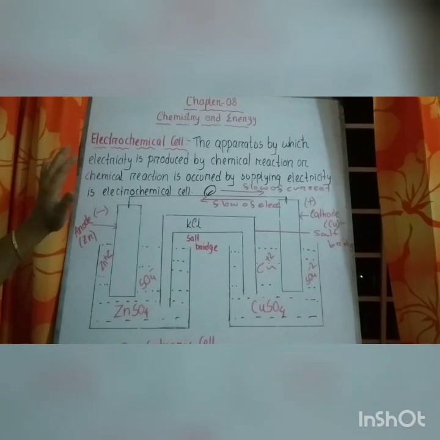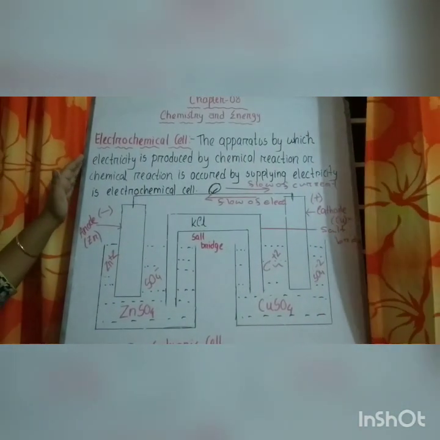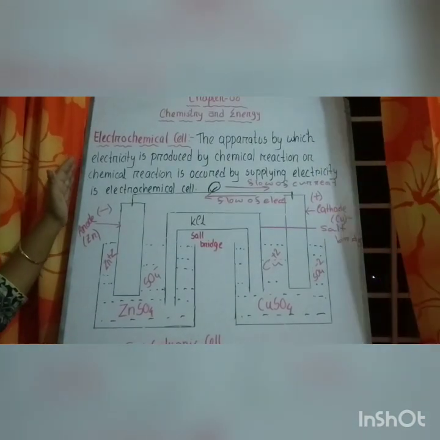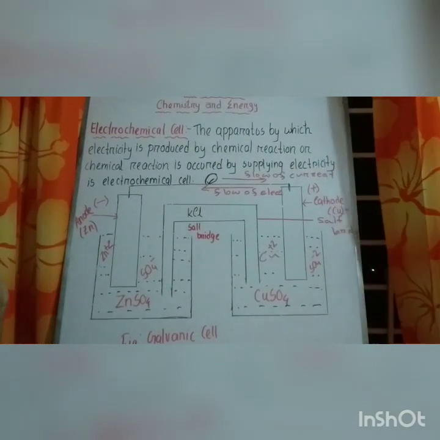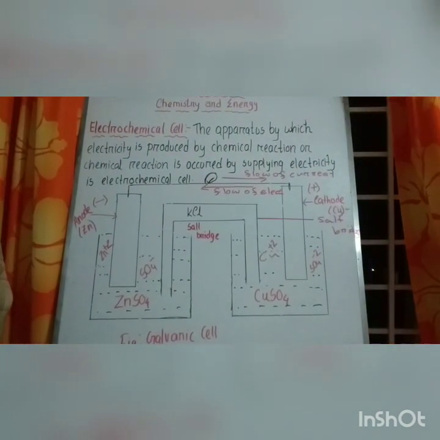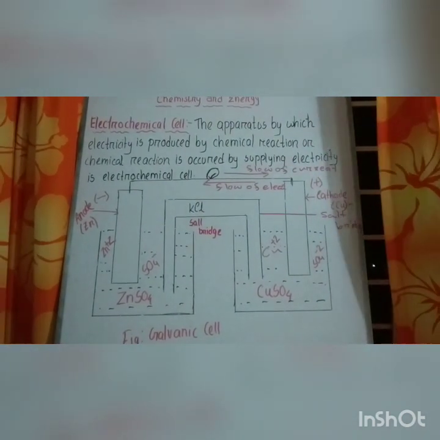Now, come to cell. There are two types of cell. Number one is electrochemical cell and number two is electrolytic cell. Such a device which is used to convert chemical energy into electrical energy is known as an electrochemical cell. Suppose galvanic cell is an example of electrochemical cell. Daniel cell is an electrochemical cell. Voltaic cell is an electrochemical cell.